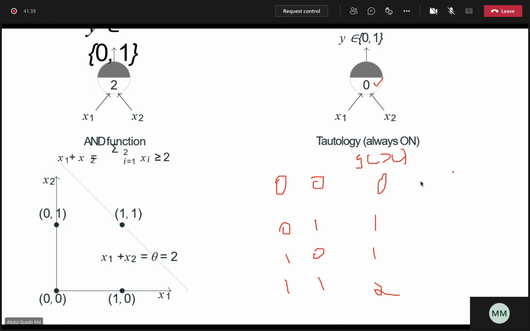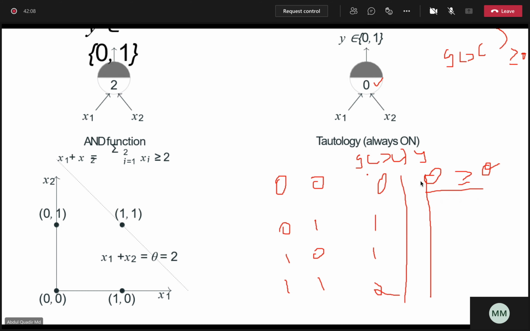So g of x, if it is greater than or equal to theta. So 0 greater than or equal to theta, theta is set as 0. Students, please help me out. 0 greater than or equal to theta. The theta value is 0. So what will be the value of phi? What will be the value of phi, students?